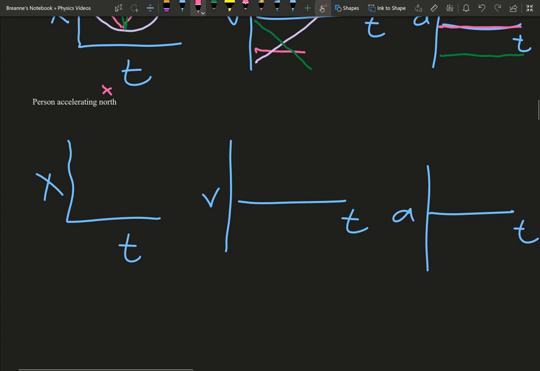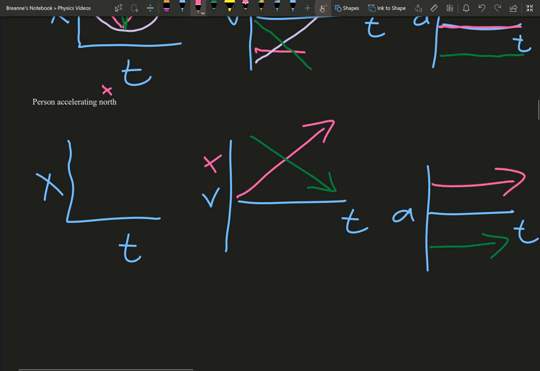So your velocity, since we're positive, is up here. So it could look like that. You're accelerating in the positive fashion. Or it could look like that. You're accelerating in the negative fashion. So your green would look like that. Your red or pink would look like that.